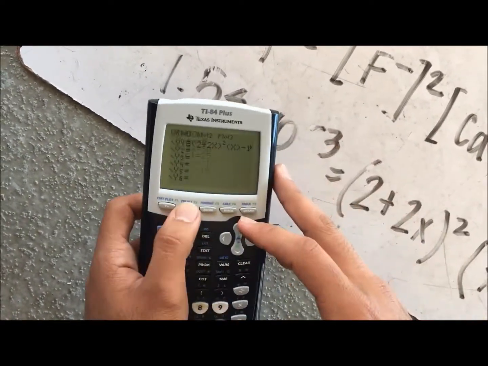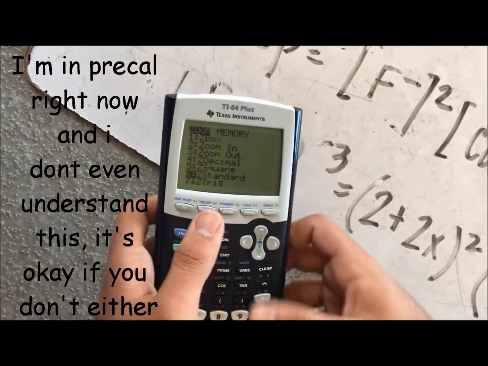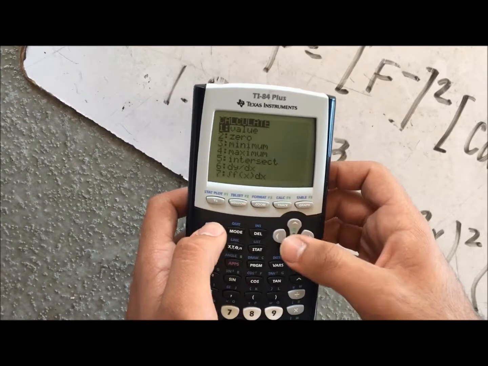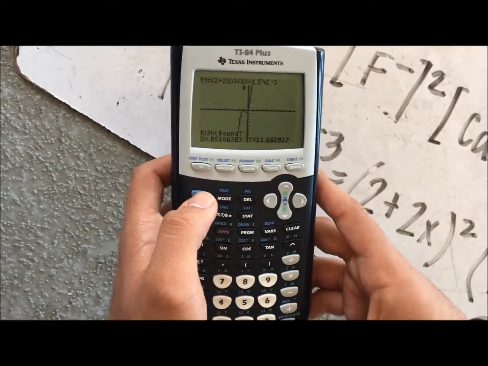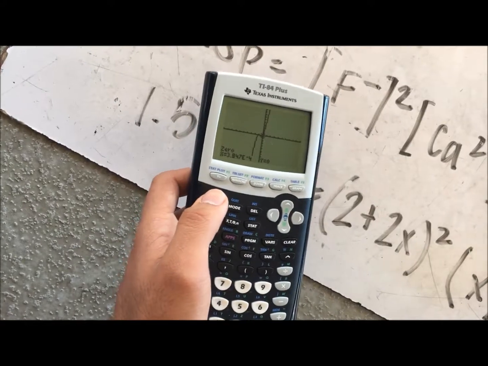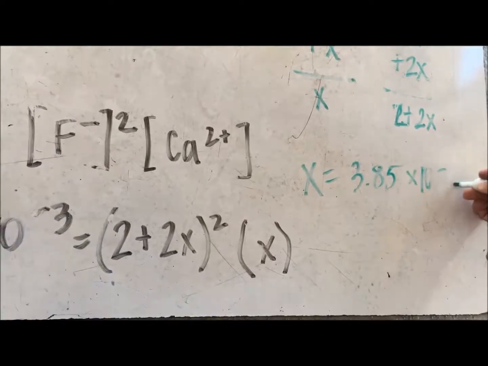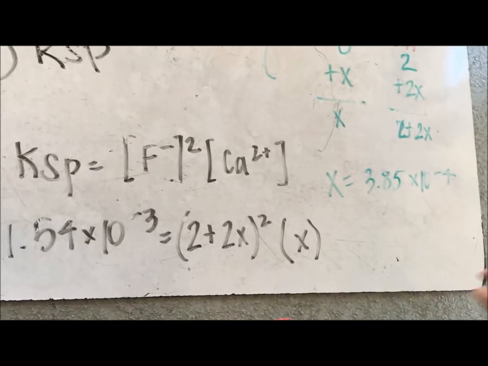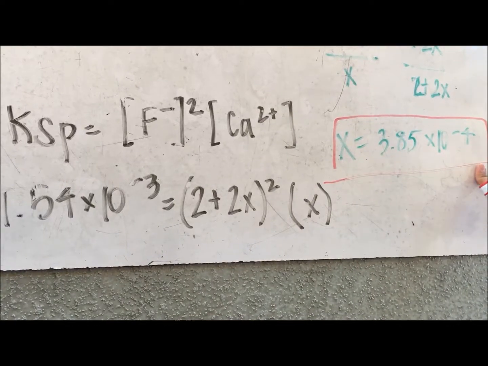and just press enter, and make sure I'm in the zoom standard, just graph the function, and in this case, just calculate the zero. So that's your lower limit. If you know a better way to solve this, solve it in your way. Anyways, I got that x equals 3.85 times 10 to the minus 4. This is our solubility. Basically, this means that we are able to dissolve 3.85 times 10 to the minus 4 molar.